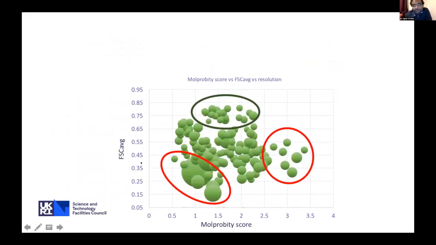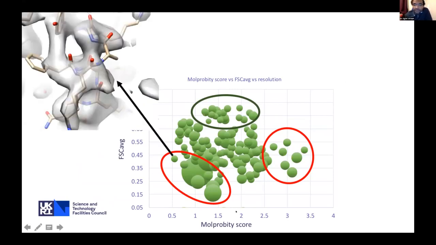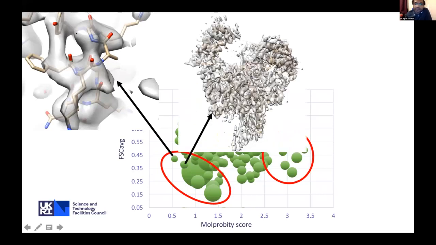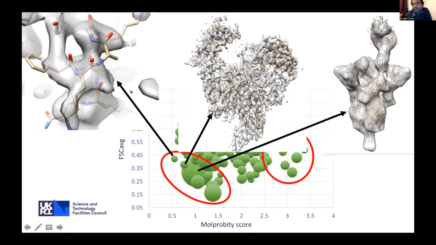So here's a plot between a fit-to-data metric versus the MolProbity score. Here, if you have a better fit to data and a better MolProbity score, that's probably the place where you should be. So there are a number of structures of SARS-CoV-2 complexes where you have poor fit to data and better MolProbity scores, for example. Here's one example where the model is mistraced, at least in one part. There are other cases as well, with slightly low resolution maps, where the model fit to data is not optimal.